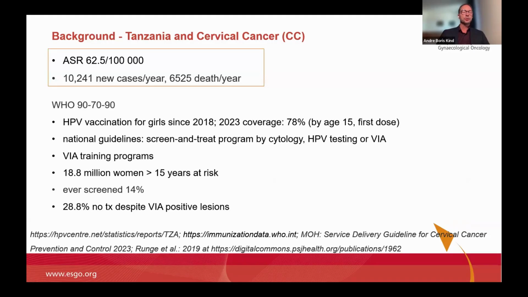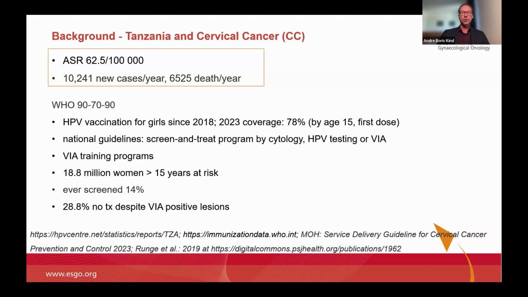We have talked a lot today about the WHO targets for cervical cancer. So how is Tanzania performing here? Tanzania has had a vaccination program for girls only since 2018. And in 2023, an estimated 80% of girls were vaccinated with the first dose, or it's a single-dose program now, by the age of 15. So we are not doing too badly here.